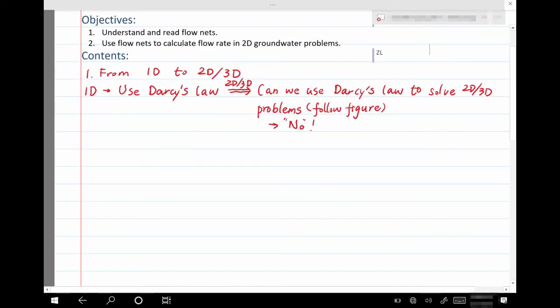Let me offer a little bit more information on why we cannot use Darcy's law to solve 2D and 3D groundwater problems. Let's first write down Darcy's law in terms of Q. We said that we can write that equation in terms of V or Q. If it's Q, it's just V times A, and V we know is K i, and i is the ratio between delta H, that is the head drop or head loss, over delta L, that is the traveling distance of water, times A.